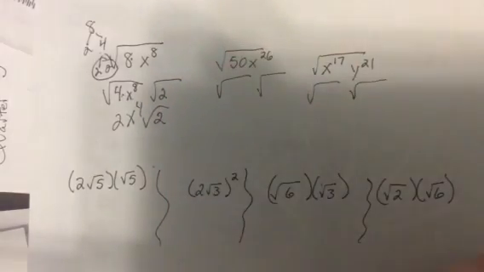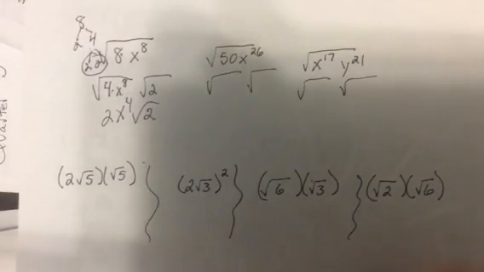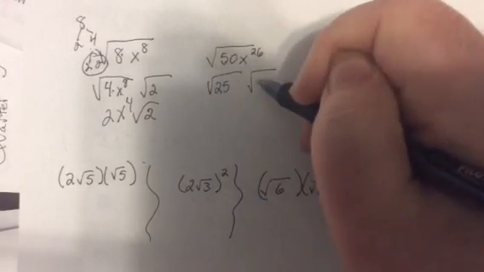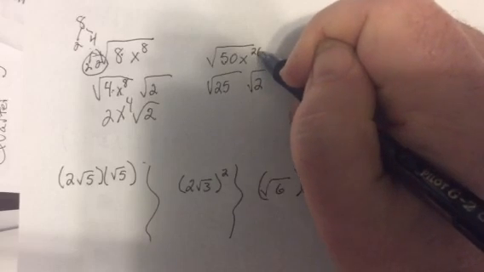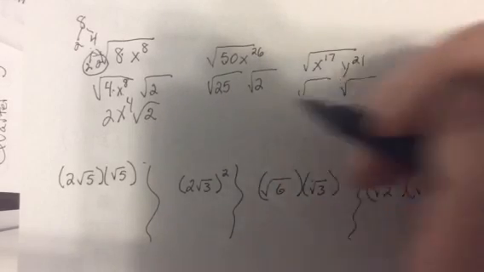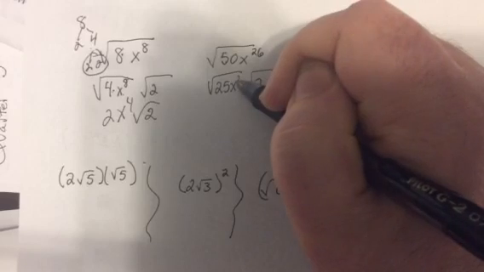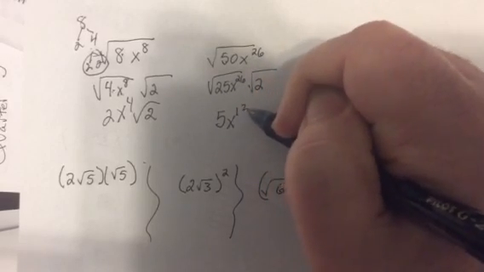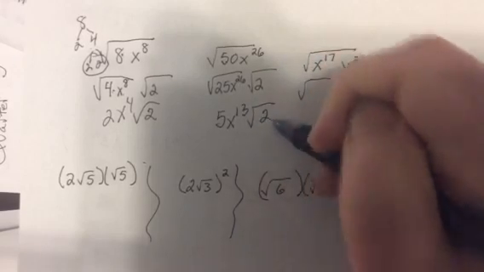Hey, hey, hey. Hopefully you're getting it. So 50. That's 25 and 2. And this is even, so I'm going to break this over here. So it'd be 5x to the 13th square root of 2.